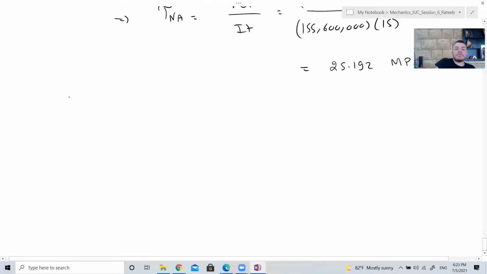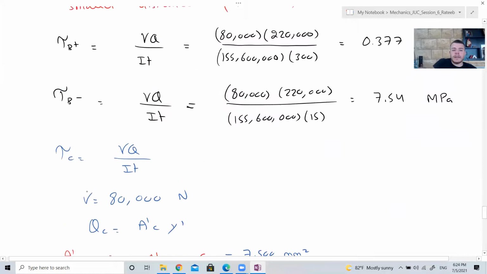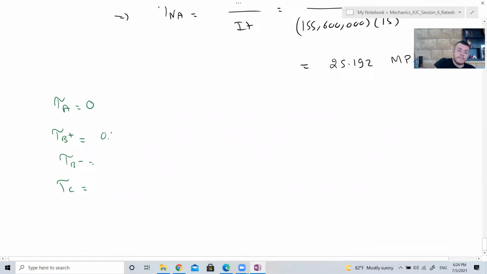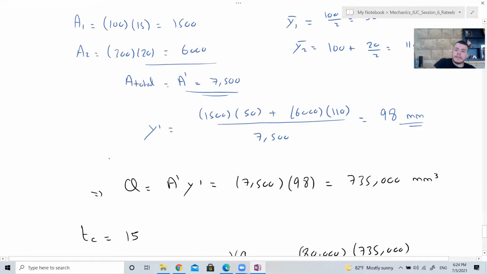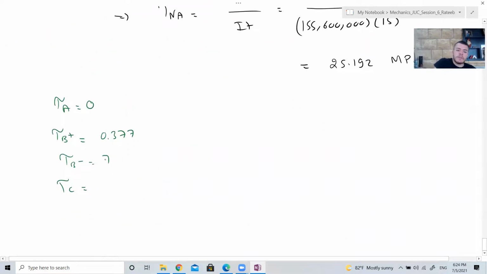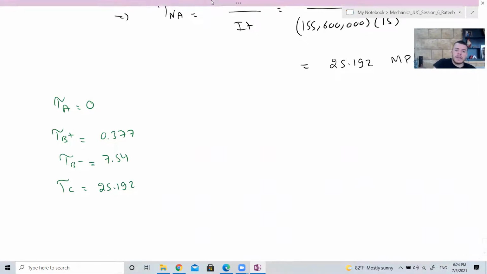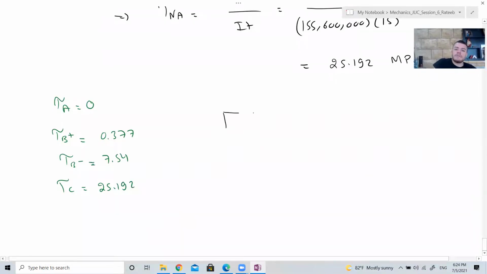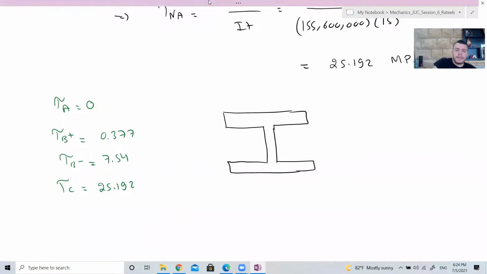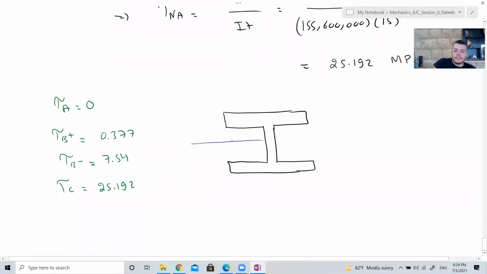Now we can draw the shear stress distribution. We have tau A which is 0, tau B plus, tau B minus, and tau C. Tau B plus is 0.377, tau B minus is 7.54, and this is 25.192. So you have this cross section, like this, Jaafar. You have this neutral axis.